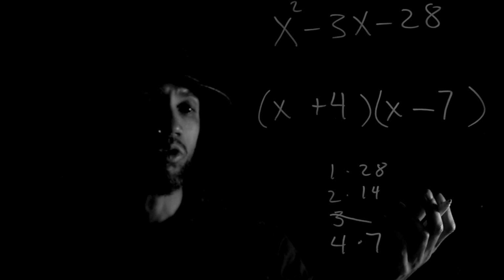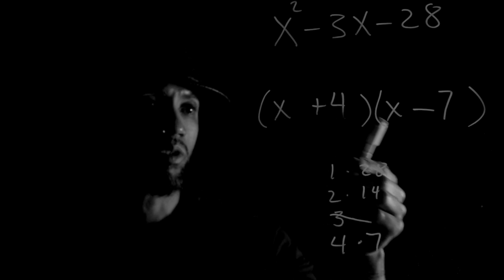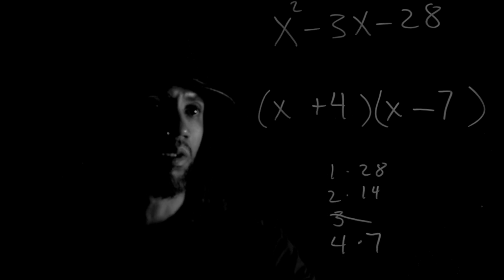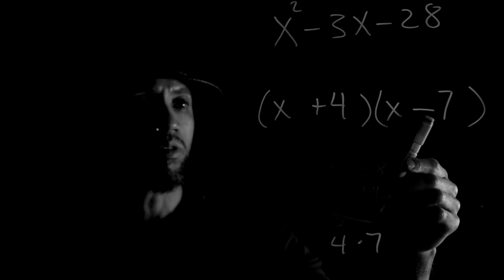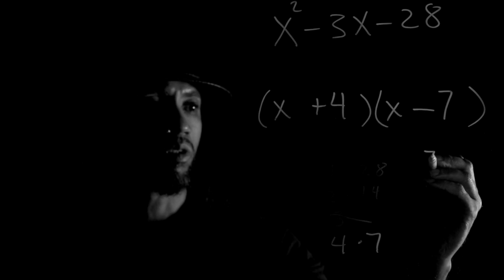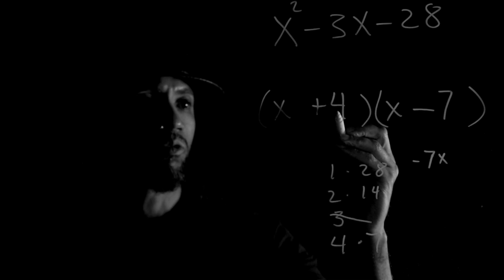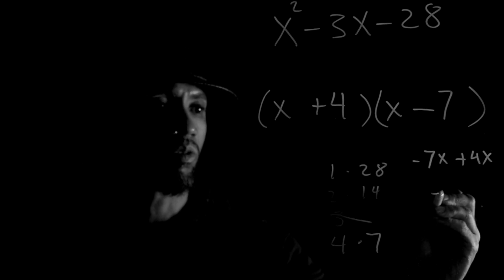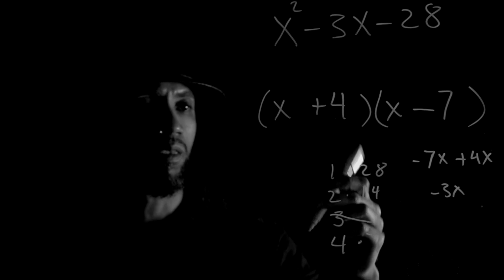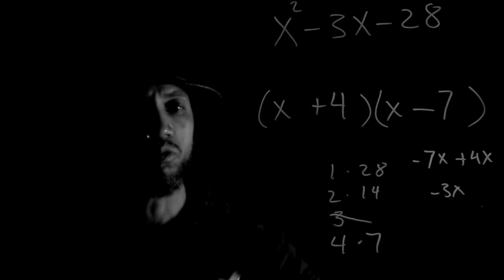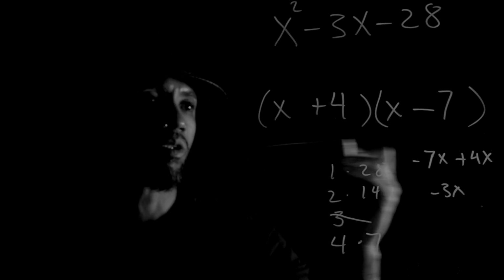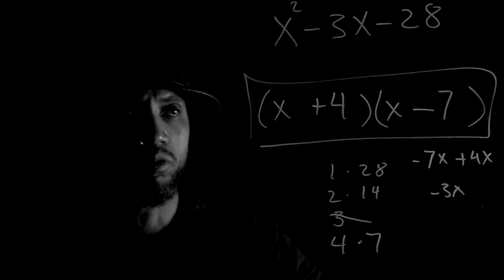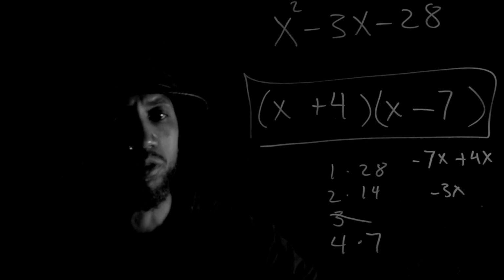Let's double check that we have our answer correct. x times x is x squared. x times negative 7 is negative 7x. 4 times x is 4x. What do you get when you add this together? Negative 3x. And 4 times negative 7 is negative 28. So this does work, and these are our two factors of x squared minus 3x minus 28.